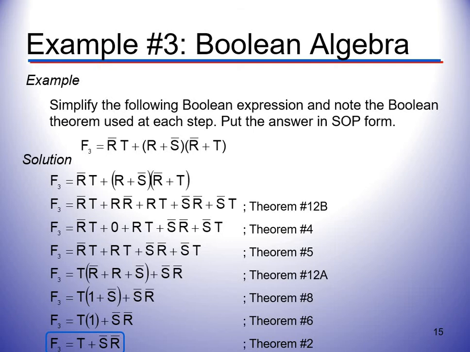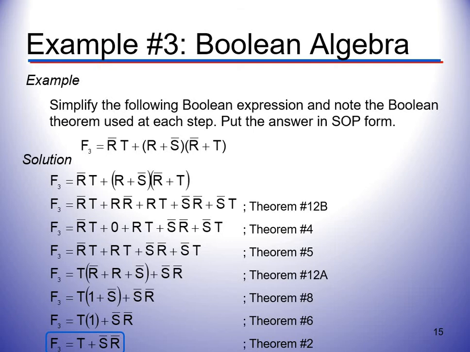Next, it's calling out for theorem 12a. If you look at the line next to theorem 5, we have 3 different terms that have a t in it. The r bar, the r, and the s bar all have a t. So I can factor a t out of those 3. When I factor a t out of those 3, I'm left with an r bar or r or s bar, and then that's all ORed with s bar r bar.